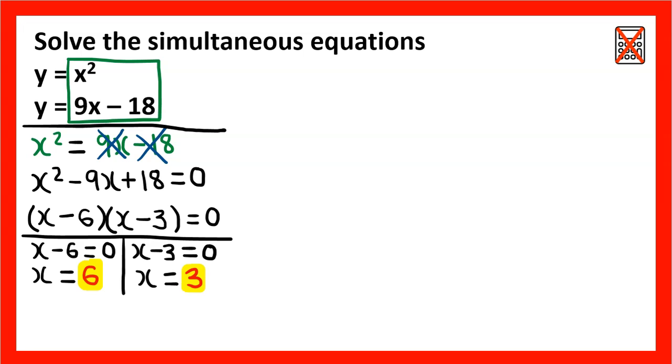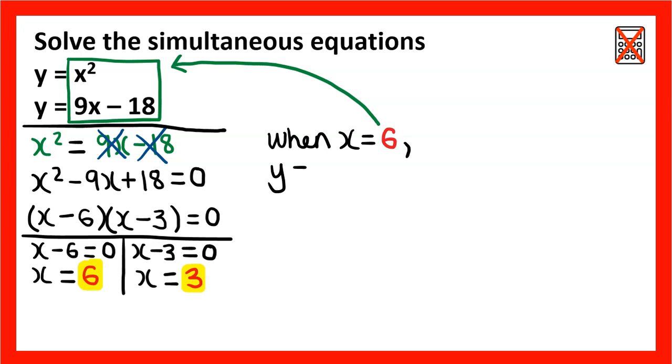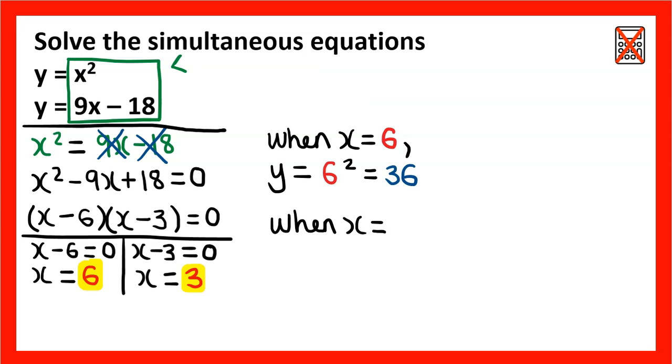Now we need to find our corresponding y values. So when x is equal to 6, I can substitute this back into one of the original equations. It doesn't matter which one, but I'm going to go with y equals x squared. It's a little bit easier. So when x is 6, y would be equal to 6 squared, which is 36. And for the other solution, when x is equal to 3, y is equal to 3 squared, which is 9. And those are my two answers. When x is 6, y is 36, and when x is 3, y is 9.